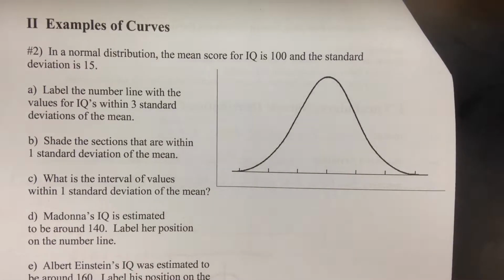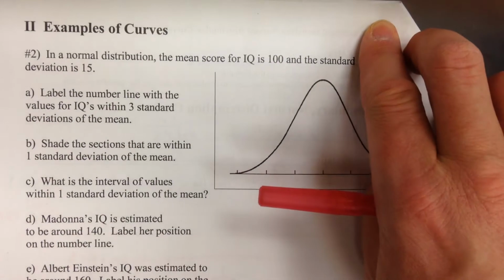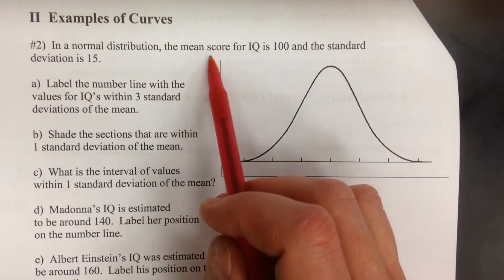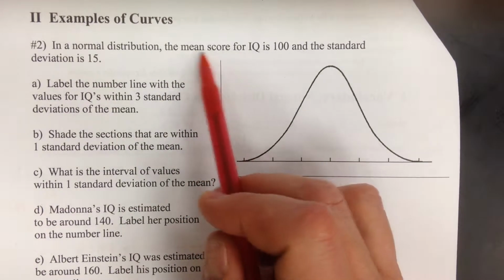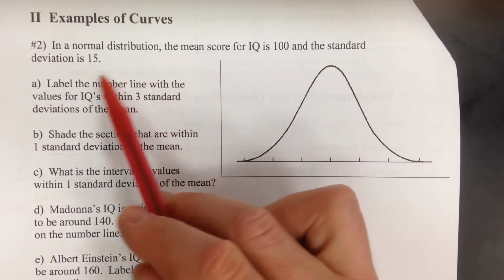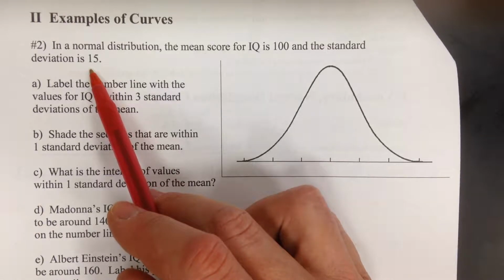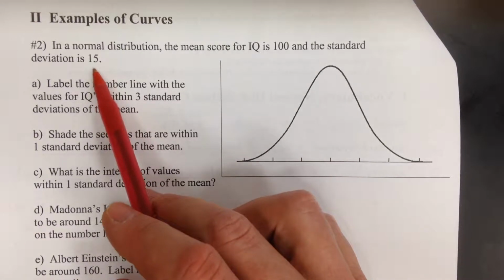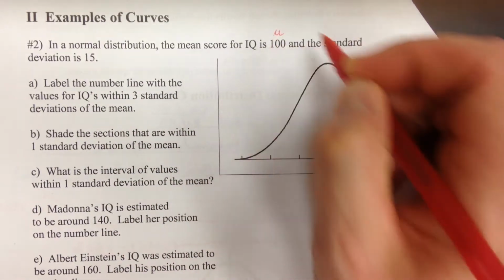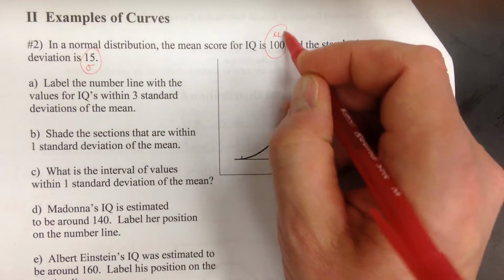Okay, we're back for part 2 here, and now let's look at a couple examples of normal distribution curves. In a normal distribution, the mean score for IQ, the average for IQ, is 100, and the standard deviation is 15. If you've ever taken an IQ test and you get some score, typically the mean is 100, standard deviation number is 15.